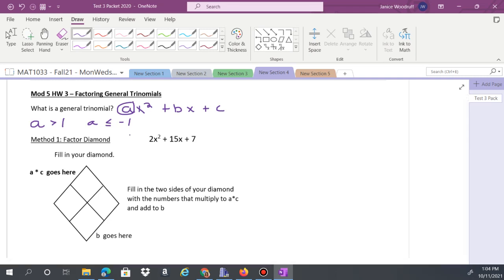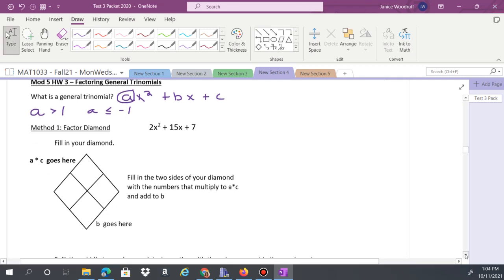There's 2 methods to factoring these. I'm going to show you both of them. The first one is going to use factor diamond. Factor diamond is going to utilize factoring by grouping, which is what we did in section 1. Okay, so for factor diamond, you have this little diamond right here.